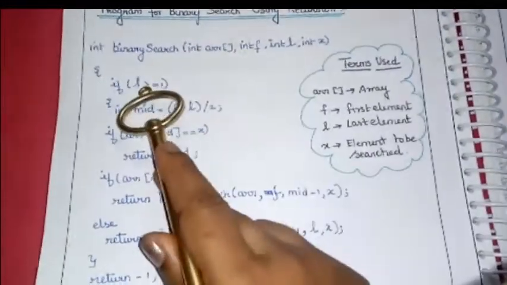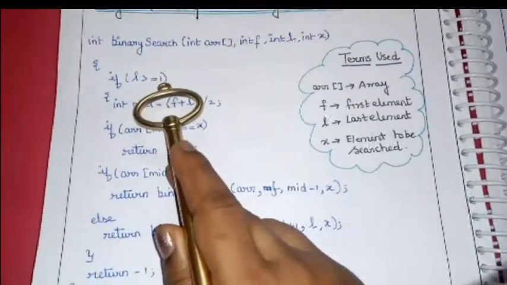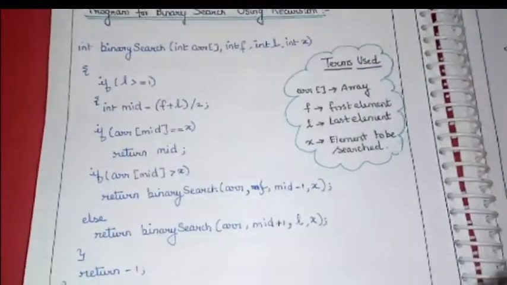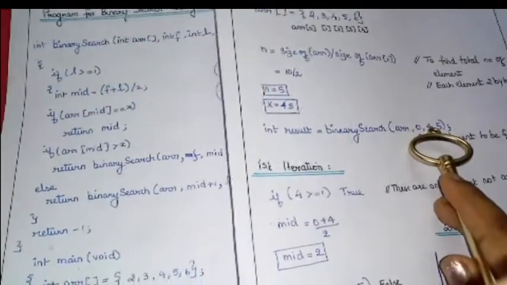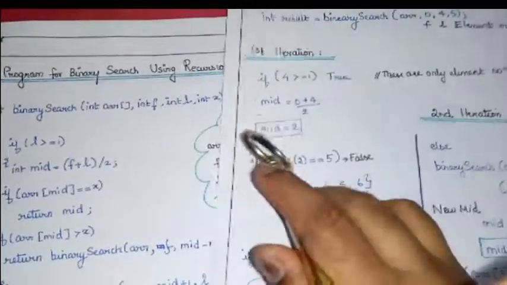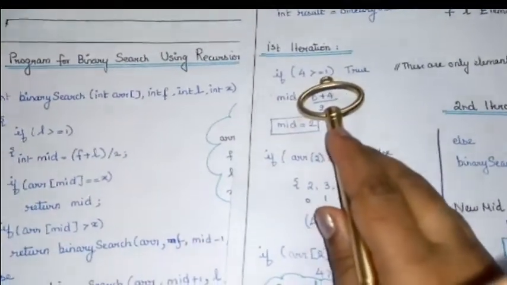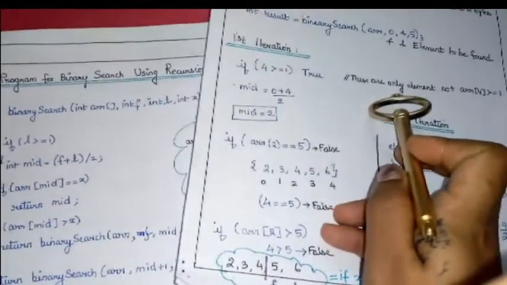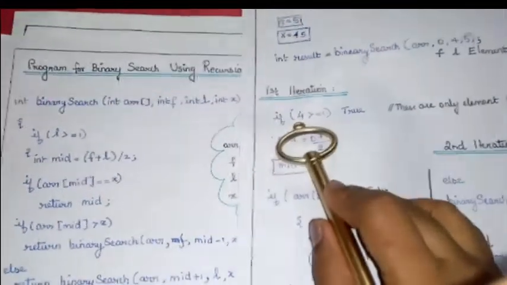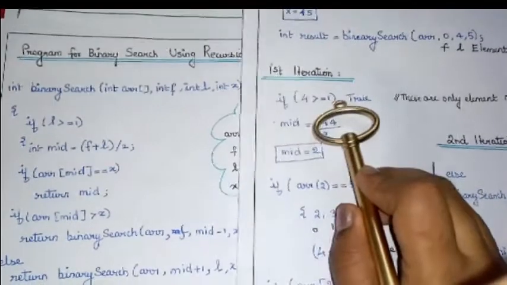The first step is if last element is greater than or equal to 1. What is the last element? The last element is 4. I've given it here. Last element is 4, so I'll keep it here. The 4 is greater than or equal to 1, which is true.